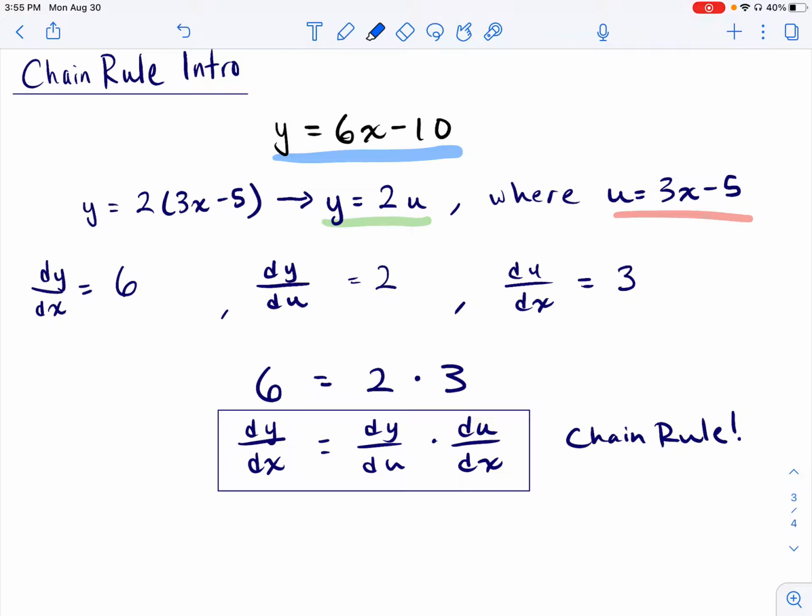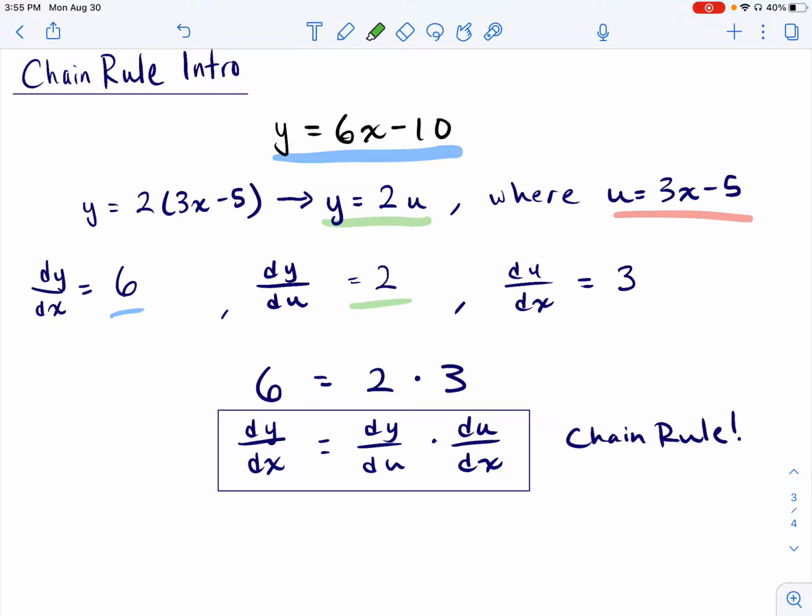By finding that the derivative is 6, we're saying that y is changing 6 times as fast as x. Well, and if we break down what's happening here with these individual derivatives, we can say the following.